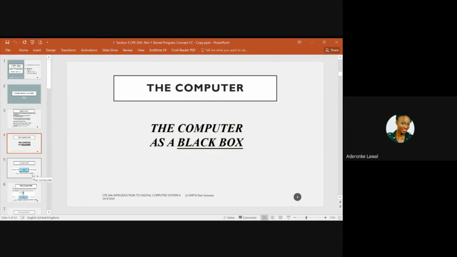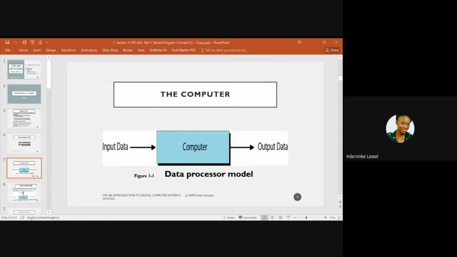Okay, so now we're going to talk about the computer as a black box. This is a data processor model. Basically, a computer cannot work without data. That is the work of a computer. It's supposed to manipulate data for you. So you are bringing something and then you want to get something, or you need something. Of course, bring an instruction or whatever it is in the form of data. You are bringing it into the computer as inputs, and at the end of the day, you're going to get your output, which is what you expected in the first place.